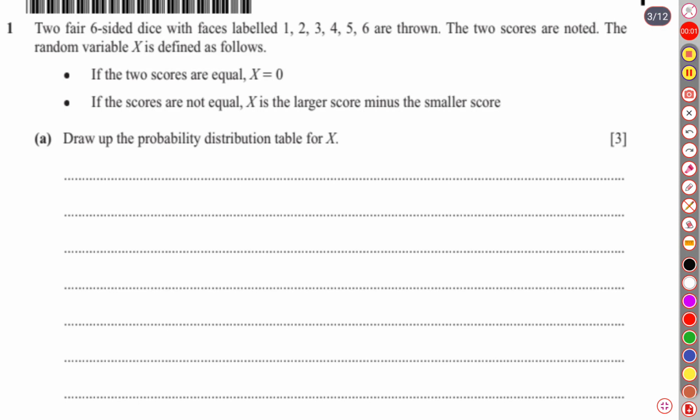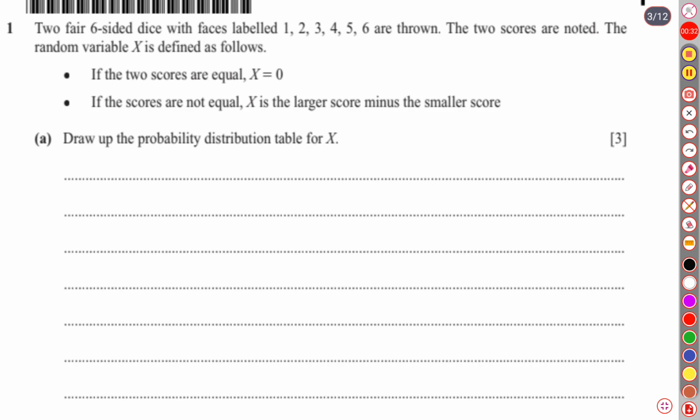Question number 1 says two fair six-sided dice with faces labeled 1, 2, 3, 4, 5, 6 are thrown. The two scores are noted. The random variable x is defined as follows. If the two scores are equal, x is equal to 0. If the scores are not equal, x is the larger score minus the smaller score. Draw up the probability distribution table for x.